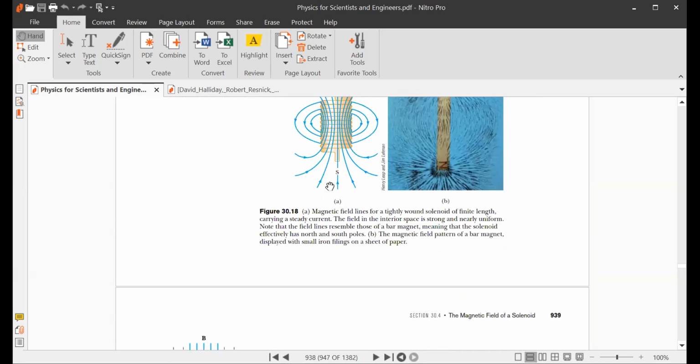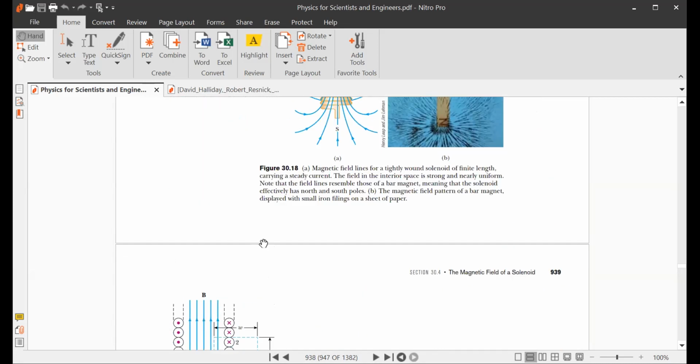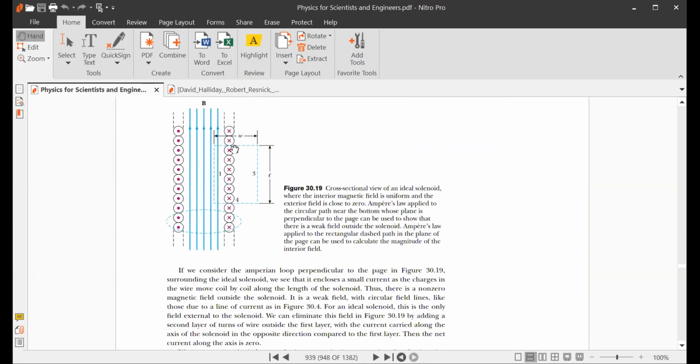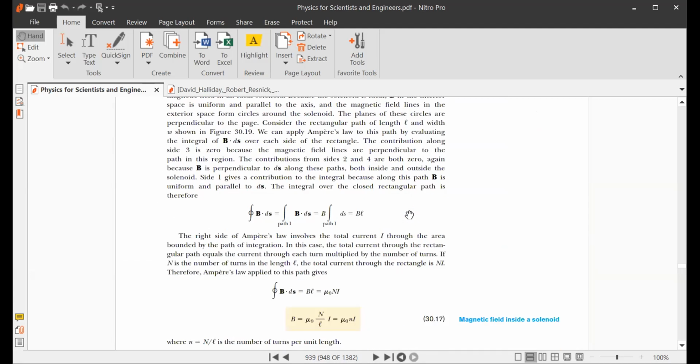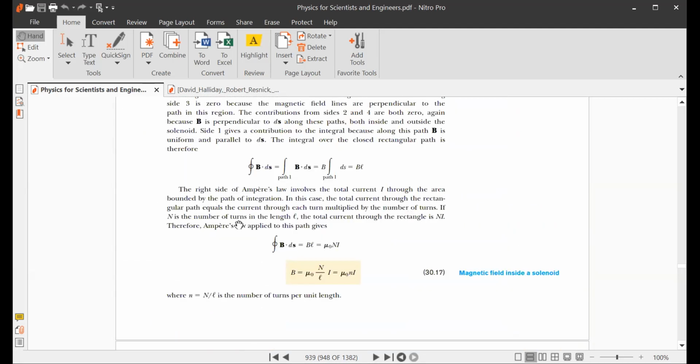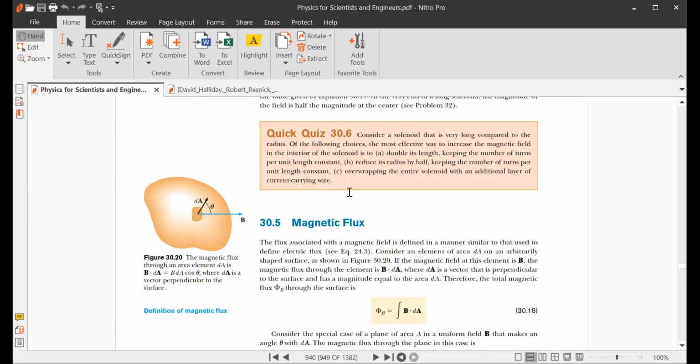Kalau dia rapat, itu berarti seperti ini, yang digambar ini. Jadi medan magnetik di luarnya itu 0, yang ada cuma ini. Makanya kita dapatkan rumus seperti ini, ya, dengan menggunakan hukum Ampere.